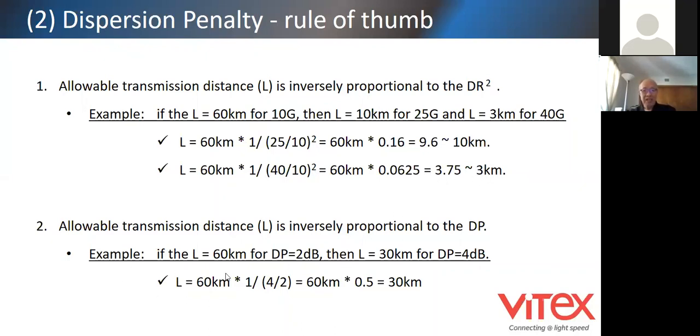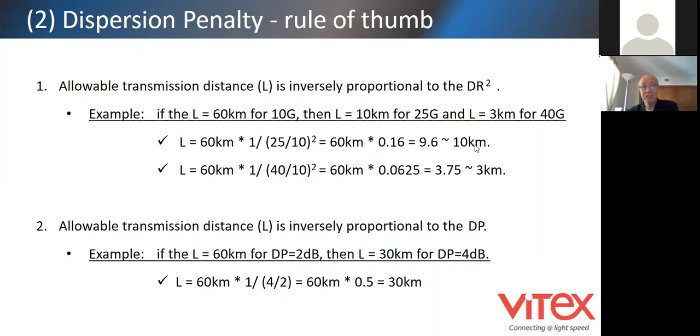The other one is a 1-to-1 ratio: the transmission distance is inversely proportional to the dispersion penalty. For instance, for a length equal to 60 kilometers at a dispersion penalty of 2 dB, the length would be reduced to 30 kilometers if the dispersion penalty is 4 dB, right? So now let me go back to the previous slide. You can notice the huge penalty on the increase of the data rates, right?